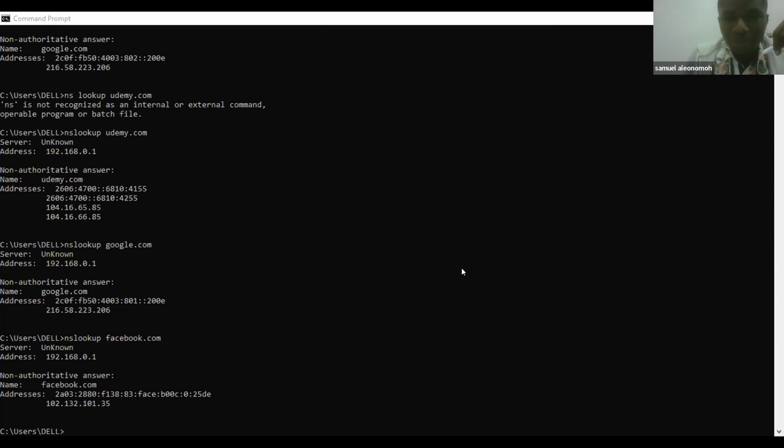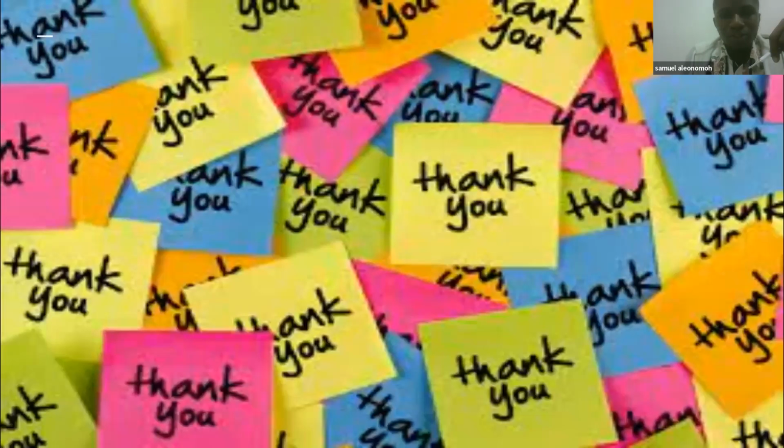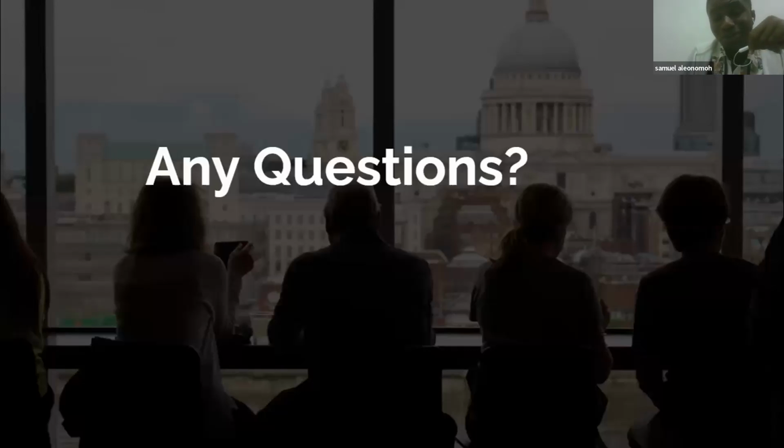So in summary, we said the domain name system is a server that is specifically used for matching website names, for example www.google.com, with the IP address. We have the types of DNS servers: the DNS records, root name server, top level domain server, and authoritative server. That's the summary of it all, and I showed you how a DNS query or DNS lookup is performed. So thank you for listening and watching. Any questions?